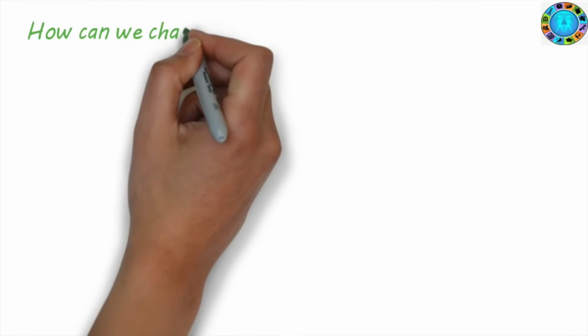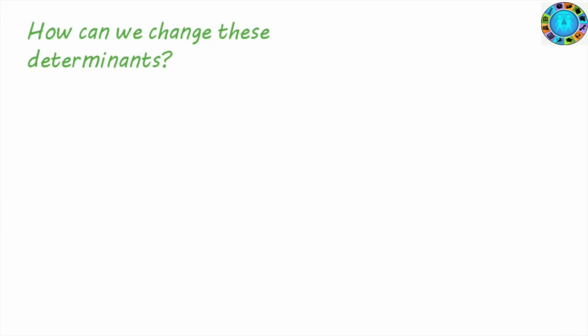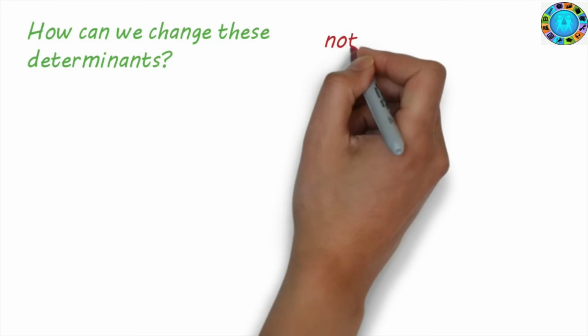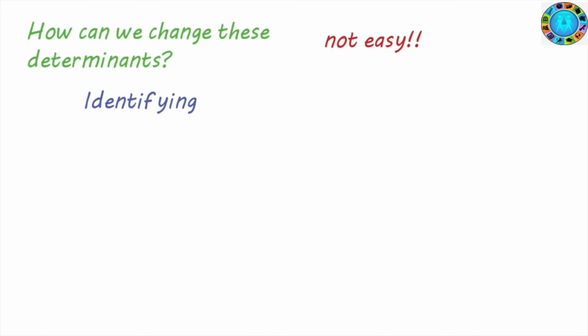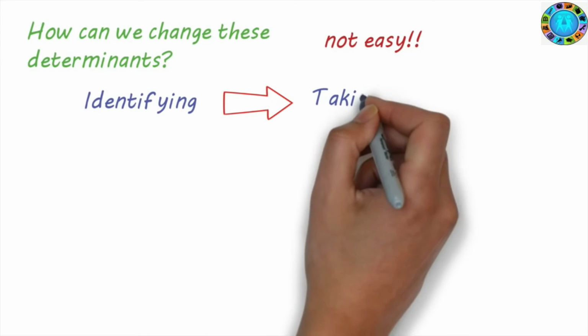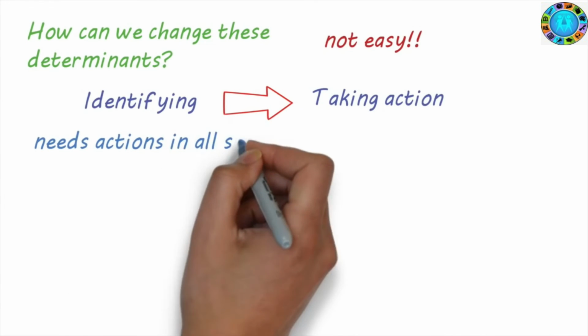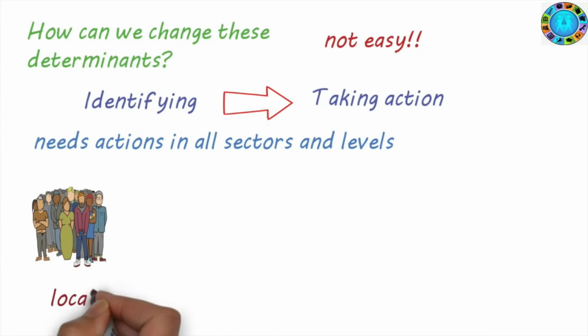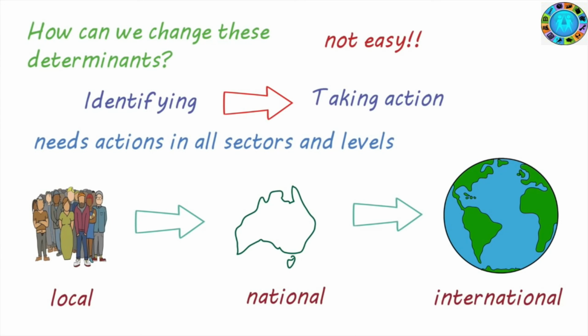So how can we change or influence these determinants? Addressing the social determinants of health is not an easy task. It involves identifying the structural and intermediate determinants of health and taking appropriate actions to improve them. To do this requires actions across all sectors of society and at all levels, including local, national, and international. The actions will depend on the existing socioeconomic and political context, resources that are available, and commitment for action.